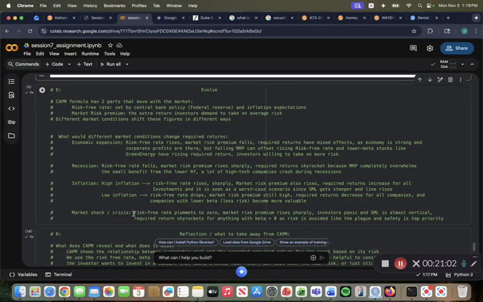So looking at economic expansion, with that, we see the risk-free rate rises, market risk premium falls, and this has sort of a push-pull impact on the required returns.